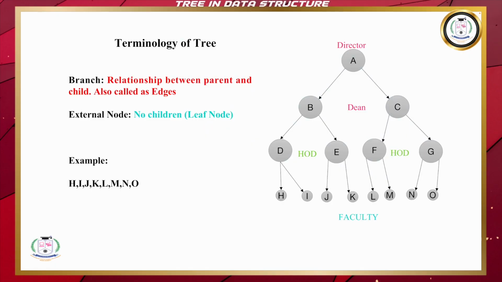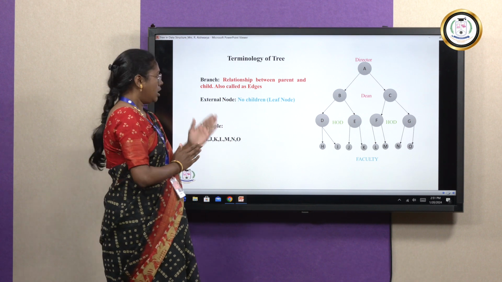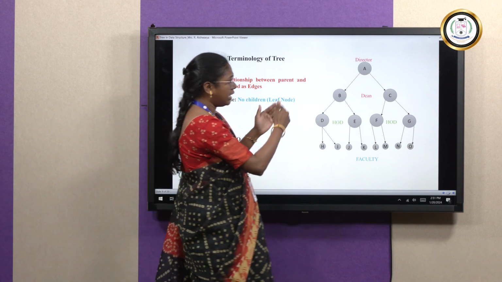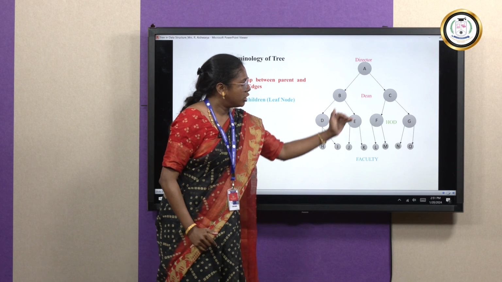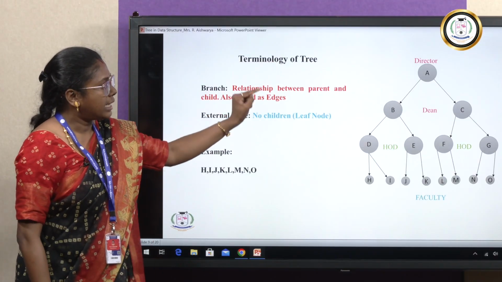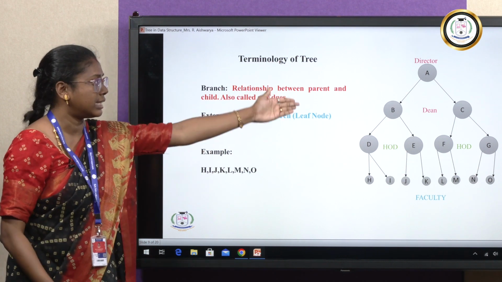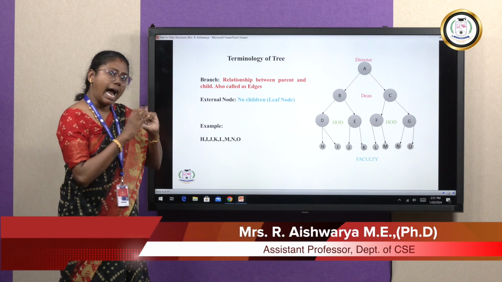So the next terminology is all about the branch. How does a tree have branches? The same thing in the tree data structure also has branches. The relationship between a parent and child is also called an edge. You can take any parent and child combination: E and K, F and M, G and N, and G and O. Each parent and child has one link, and that is nothing but the branch. We can also call it an edge. So a branch is nothing but the link between the parent and the child.